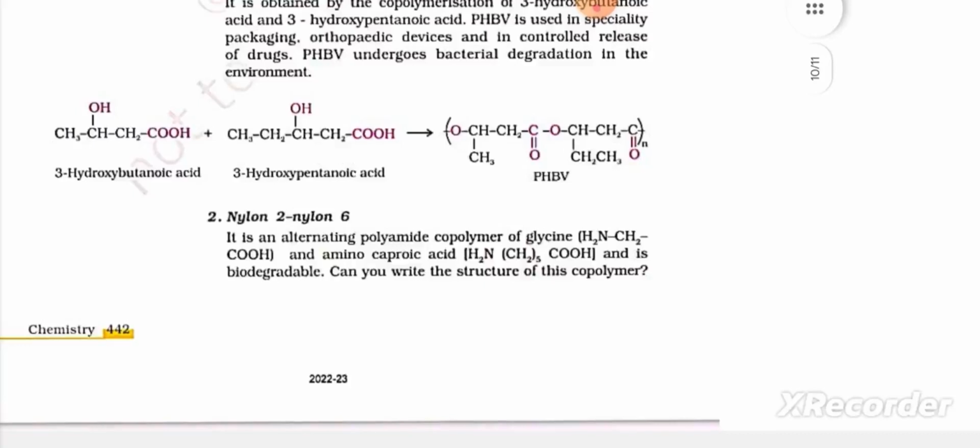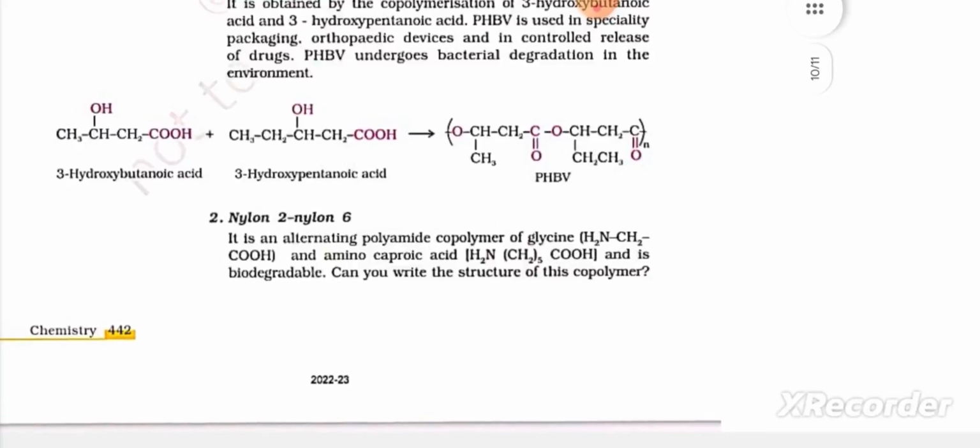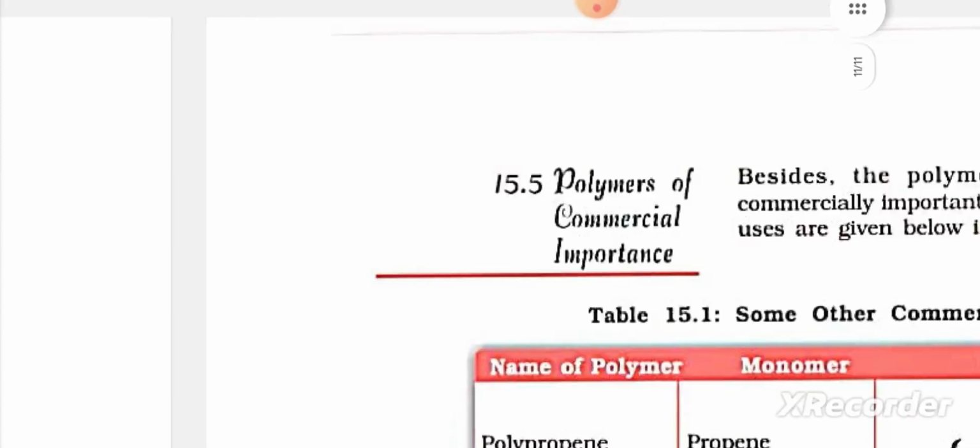Second is nylon 2-nylon 6. It is an alternating polyamide copolymer of glycine and aminocaproic acid and is biodegradable. Can you write the structure of these polymers?